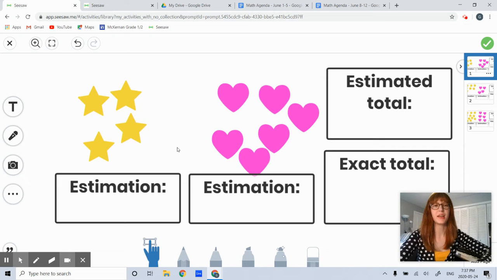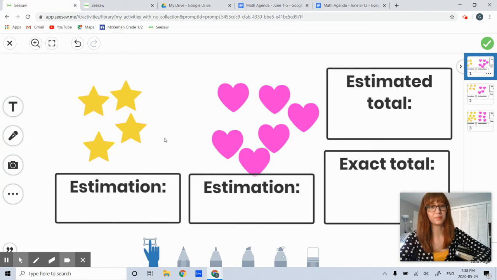We are going to talk about estimating in math by rounding to the nearest 5 and to the nearest 10. And here's what that means. If I have a number that doesn't end in a 0 or a 5, because those numbers are really easy to add with or subtract with, I'm going to round and change that number to the number that it's closest to that does end in either a 0 or a 5.